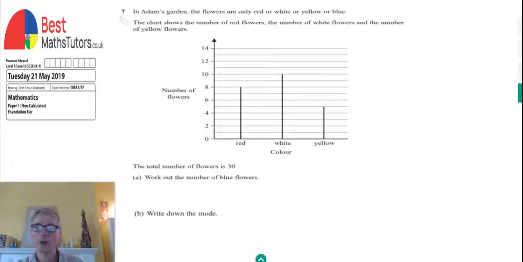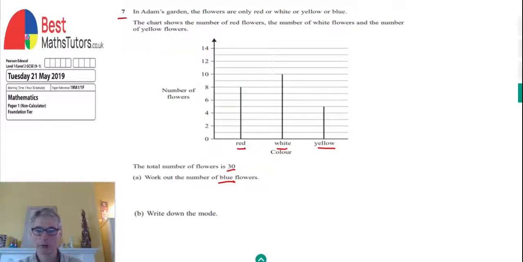So question 7 is a question where we've got a chart which shows different colours of flowers. We can see that we've got red flowers, white flowers and yellow flowers, and what we're told is that the total number of flowers is 30, and there's another colour of flowers which is blue, and we've got to work out the number of blue flowers.